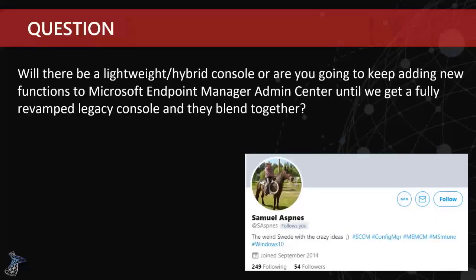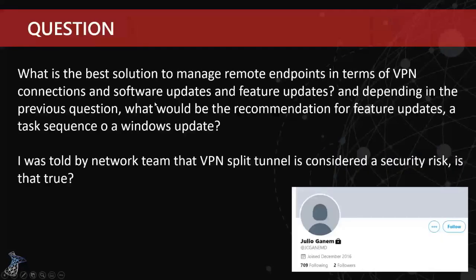All right. Will there be a lightweight hybrid console, or are you going to keep adding new? I think this is actually pretty much like a duplicate. So you've got the REST APIs that you're working for more flexibility. Sounds like most things will be in the new unified admin center. Yeah. Go tenant attach, and we'll build you a cloud console. There we go. All right.